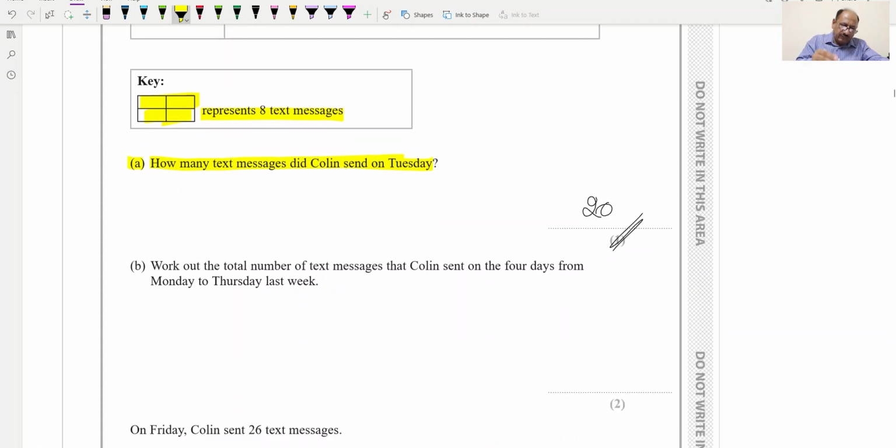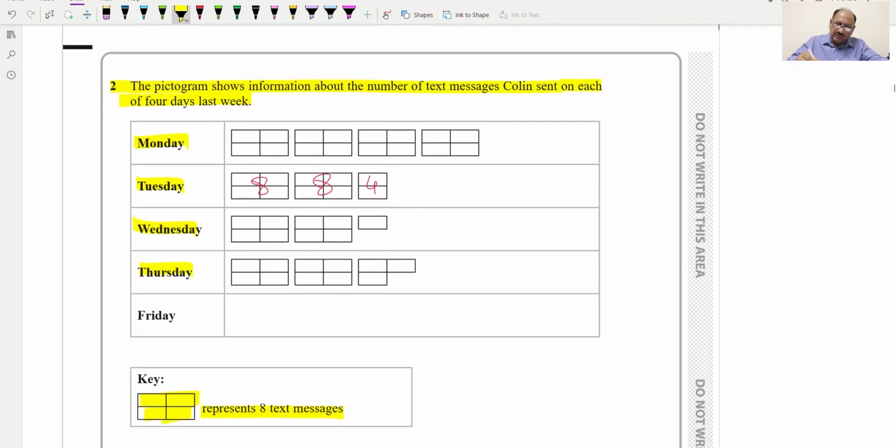Then part B: work out the total number of text messages that Colin sent on the 4 days from Monday to Thursday last week. So we will be checking. 16 plus 4 was 20. And this will be 8 plus 8 plus 8 plus 8, so 8 fours are 32. And this will be 8 plus 8 plus 2, so 16 plus 2 will be 18. And 8 plus 8 plus 6, so 16 plus 6 will be 22.